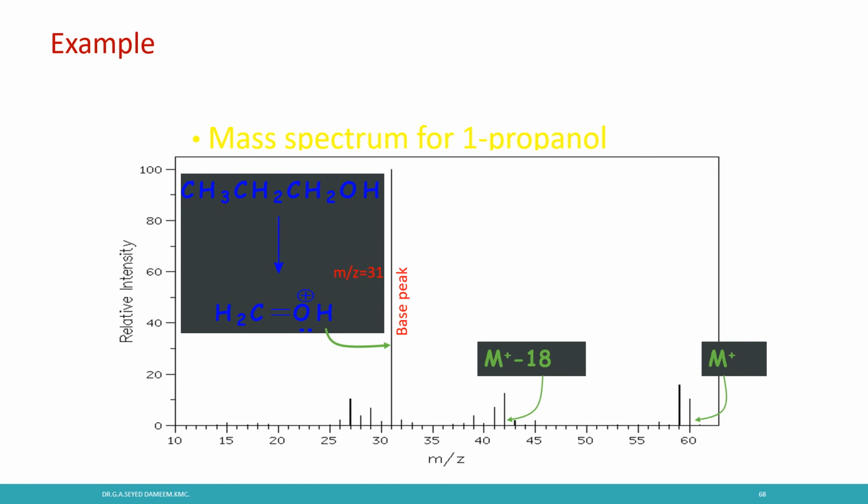This slide shows the mass spectrum of 1-propanol. It gives a molecular ion peak, and another peak at M minus 18 due to loss of a water molecule. By the loss of an ethyl radical, it gives another ion, CH2=OH+ with m/z 31. That ion has greater stability. That ion gives the base peak. So this is about the mass spectrum of 1-propanol.